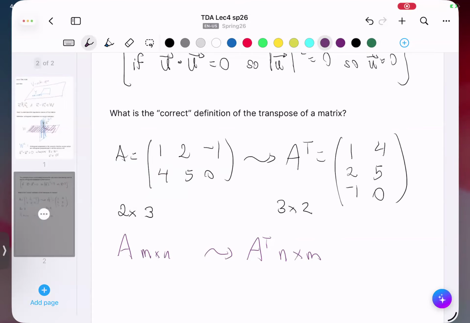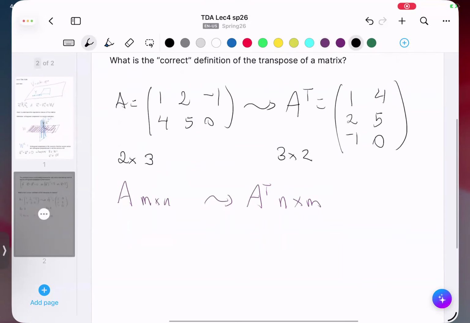But to understand the correct way to define the transpose, you do have to think of the matrix more as a linear transformation, which is something you may or may not have seen in linear algebra to some extent. Let's start with A, a 2 by 3 matrix. It can be multiplied by a vector that has size 3 by 1. You can do A times V, where let's say the vector V has 3 entries.